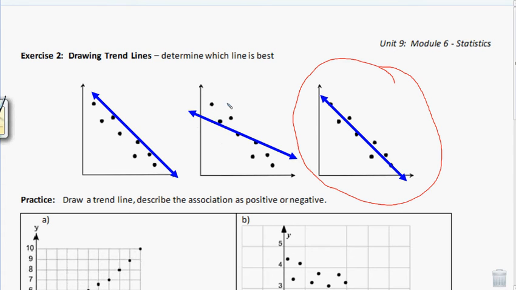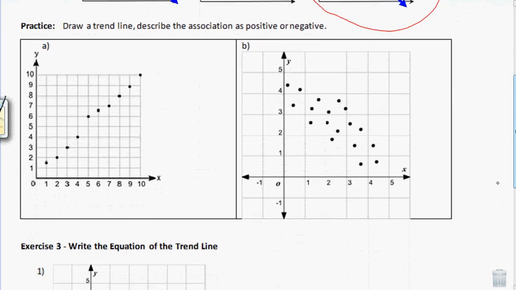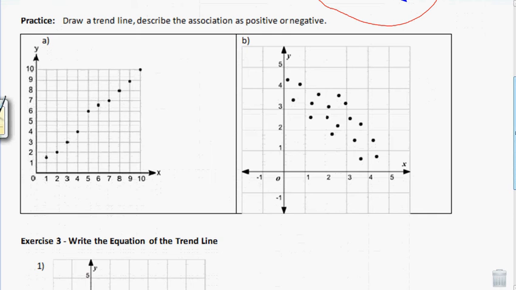This one, it seems like I have about the same number of points on each side of the line, but this isn't following the path as best as it could. This one is following the path and is about the same number of points on each side. So that's what we look for. So we have to draw a trend line, which is also called a line of best fit.